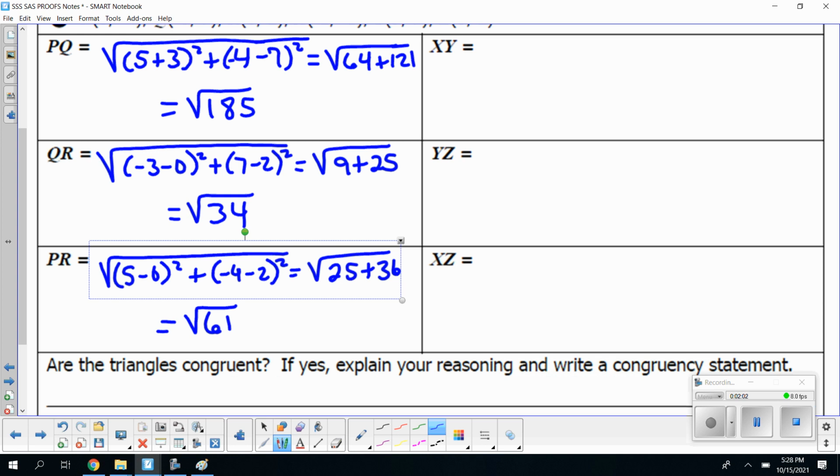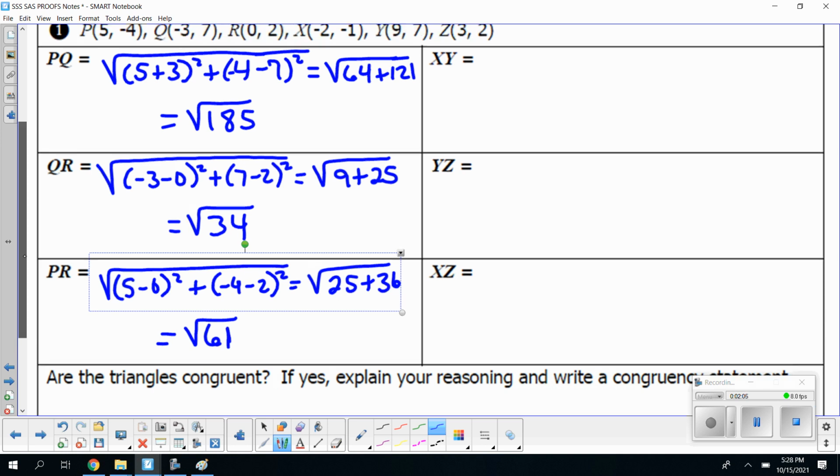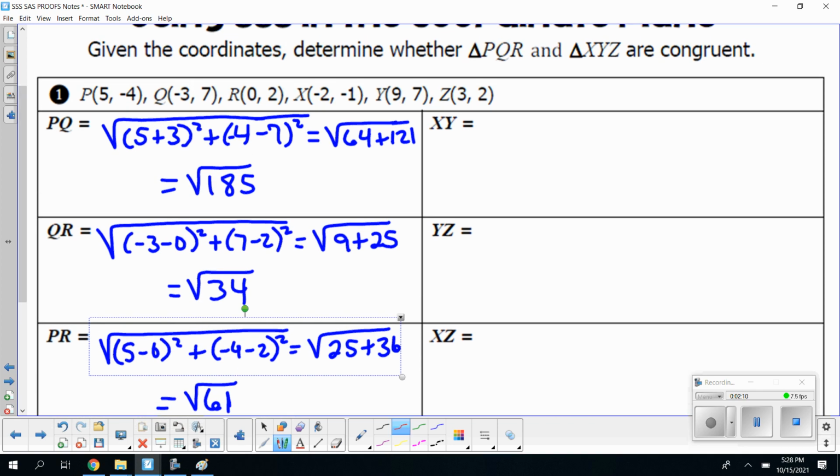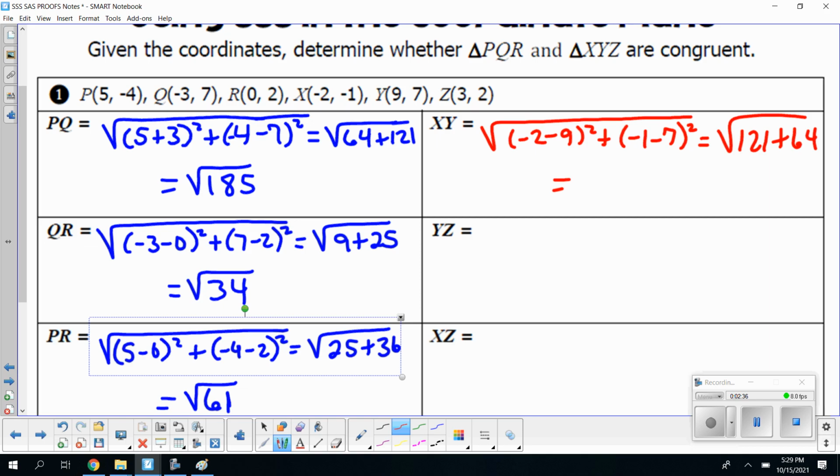Okay, so we found the side lengths of our triangle PQR. Now let's find the side lengths of our triangle XYZ. For XY, we have negative 2 minus 9 squared plus negative 1 minus 7 squared. And when we simplify, that gets us 121 plus 64, which becomes the square root of 185.